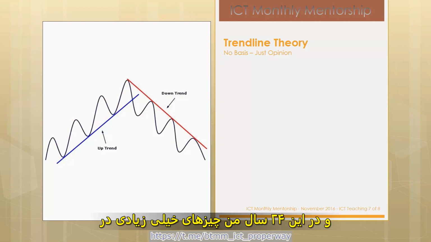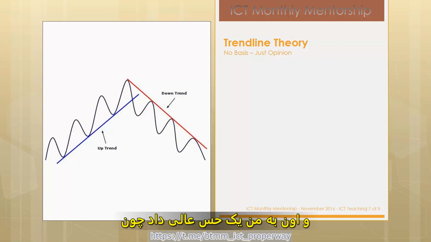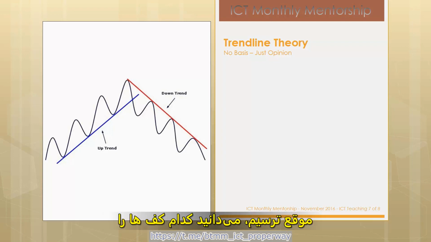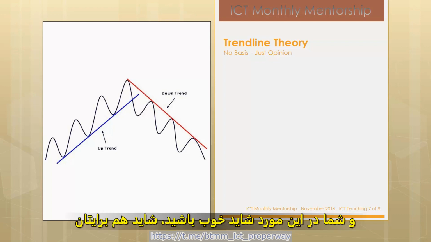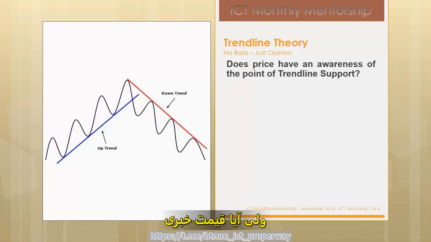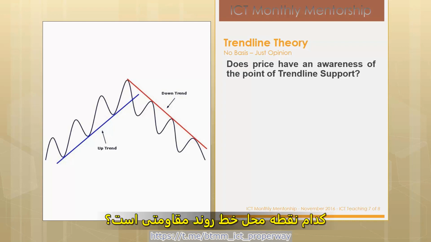And in 24 years, I've done a lot of things in analysis, and I was indoctrinated with trend lines when I first started. To me, it made perfect sense because I could see it in the past, and all the books give us perfect examples where it all works. But when we try to use the trend line idea, which lows do you draw connections to, which highs do you draw connections to? Quickly, all of a sudden it's like, well, maybe this isn't as easy as I thought it was. But does price have an awareness of the point of trendline support, or does price have an awareness of the point of trendline resistance?